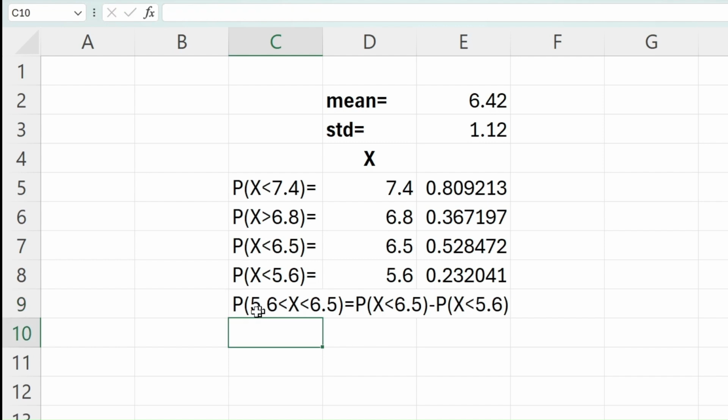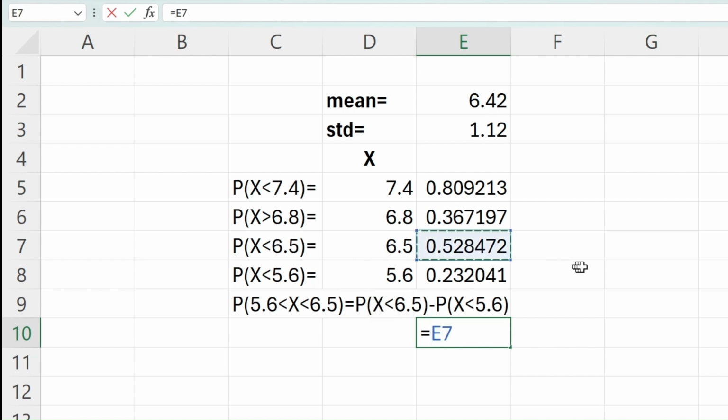So for that we can choose an empty cell. Suppose right now I am choosing this cell. Write the formula is equal to. So first we need this expression, and this expression is corresponding to this value. So we will select this value minus probability x less than 5.6 that is given in this cell. Then press enter to get the answer for this case.